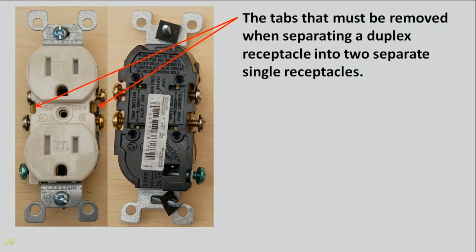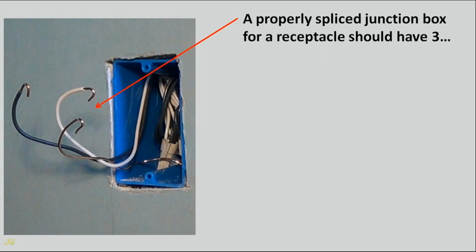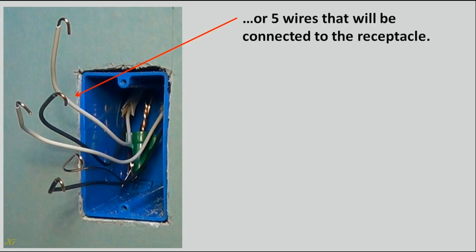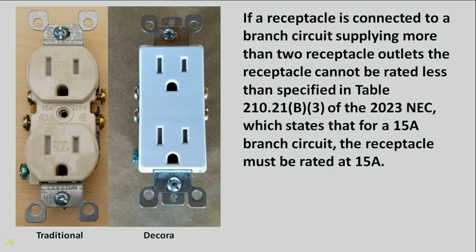The tabs that must be removed when separating a duplex receptacle into two separate single receptacles. A properly spliced junction box for a receptacle should have 3 or 5 wires that will be connected to the receptacle. If a receptacle is connected to a branch circuit supplying more than 2 receptacle outlets, the receptacle cannot be rated less than specified in Table 210.21(B)(3) of the 2023 NEC, which states that for a 15 amp branch circuit, the receptacle must be rated at 15 amps.